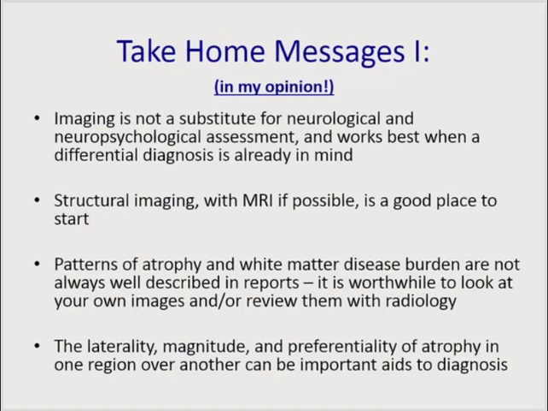Structural imaging with MRI, if possible, is a good place to start and is indeed front and center in both U.S. and European guidelines for dementia evaluations. I think patterns of atrophy and white matter disease burden are not always well described in reports, and it's worthwhile looking at your own images in the context of the patient that you're seeing, and or reviewing them with radiology. Laterality, magnitude, and preferentiality of atrophy in one region or another can be an important aid to diagnosis, especially when you're looking at individuals who are at extremes of ages. Those patterns can be really helpful.